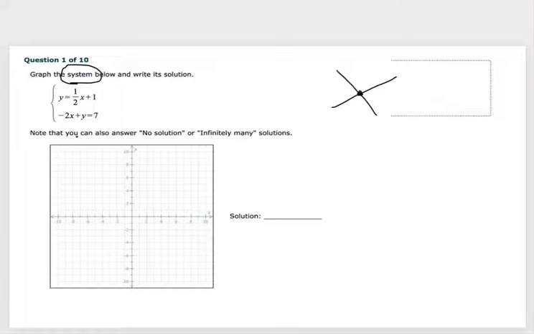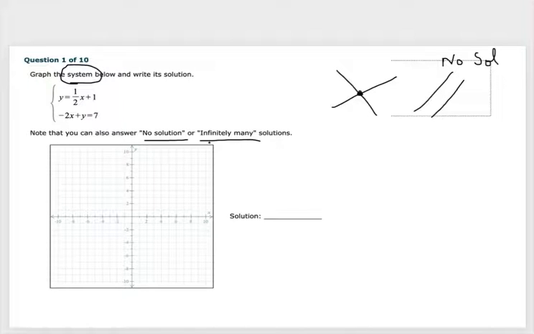Okay, now notice it says, note that you can also answer no solution or infinitely many solutions. Now we've talked about this in the Saxon book. When it's no solution, you have two parallel lines. This one would be no solution. They're never going to cross. Therefore, there's never a point that will solve both of the lines.